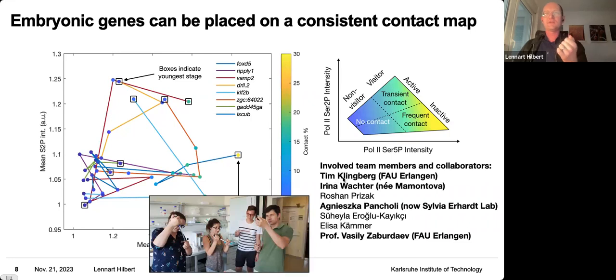Involved in this were people from Vasily Zavrodav's group in Erlangen for the theory and image analysis part: Tim Klingberg, Irina Varta and Aga Pancholi. Tim Klingberg is here, and Vasily, the man himself, over here, in our old lab space, which we have since moved out of, but this is the team who made this possible.